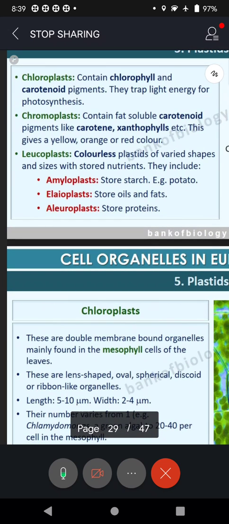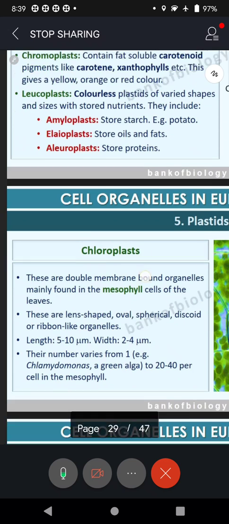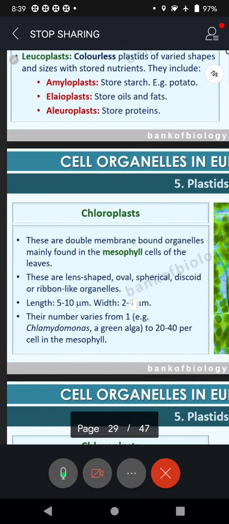Three types are there. Amyloplasts, they mainly store starch, like in potato. Elaioplasts, they store oils and fats, like in many seeds you must have observed, right? And aleuroplasts, they store proteins. So they are colorless, but they perform the duty of storage.